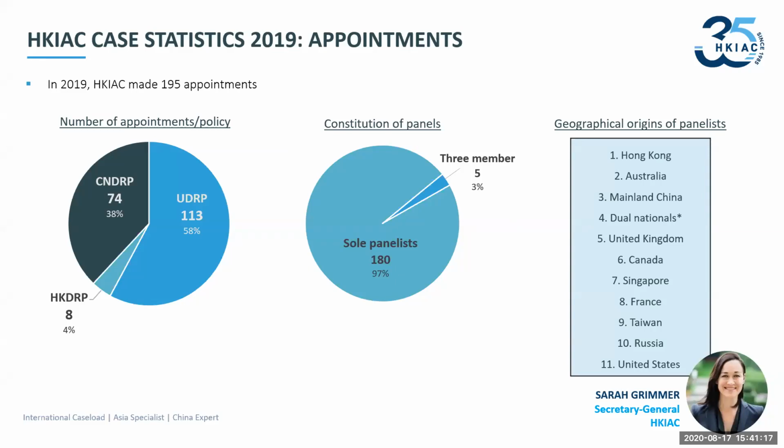And then on the right-hand side, you see a list of the geographical origins of panelists. And you see that at number 1, we have Hong Kong. And this very much ties back to the language requirements that I spoke about earlier, and that we do need to draw from a large pool of bilingual candidates. And we find that Hong Kong does have a large pool of bilingual candidates.